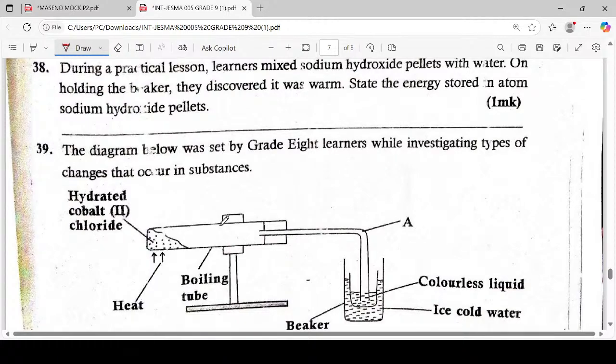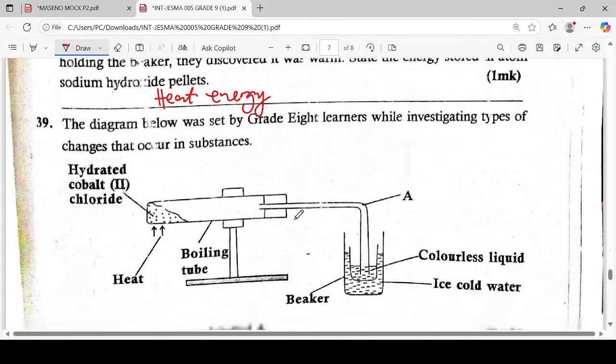During a practical lesson, learners mixed sodium hydroxide pellets with water. On holding the beaker, they discovered it was warm. State the energy stored in sodium hydroxide pellets. It was warm. So that energy is heat energy, because heat is the one that is providing the warmth. So that is heat energy. Question number 39.